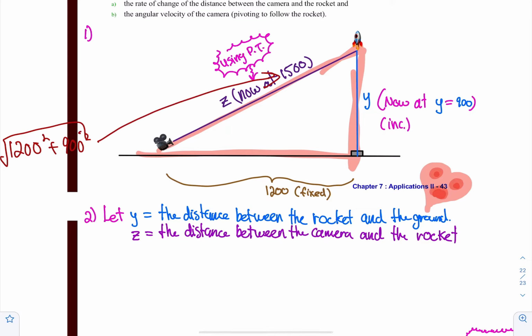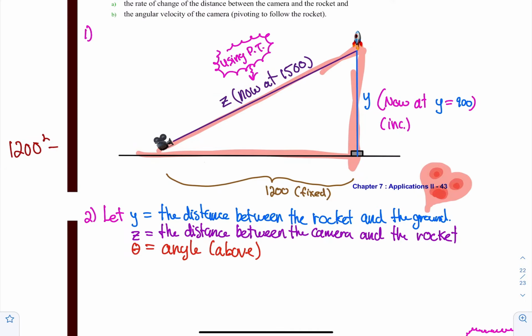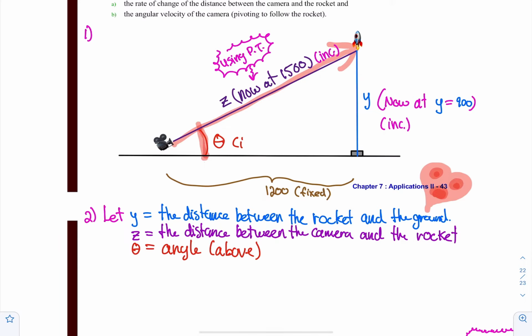And the last variable that we need, because we're looking at angular velocity, so the rate of change of an angle, is theta for the angle. Here I'm going to illustrate the angle in red. This is going to be theta. I forgot to mention this for z, but z is an increasing quantity as time goes by. Theta will also be an increasing quantity. All right, so all variables are labeled correctly.